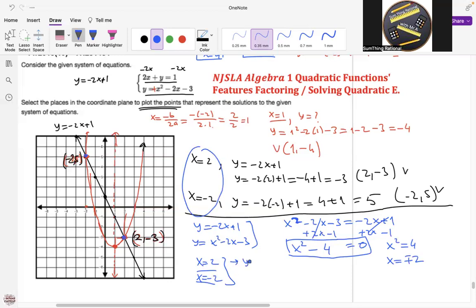If x is equal to 2, y is equal to negative 3. If x is equal to negative 2, y is equal to positive 5. Yeah, we checked them already. Which means 2 and negative 3 is one of the points, and negative 2 and positive 5 is the other point. After finding them, we don't need to draw the whole graph because they say plot the points only.